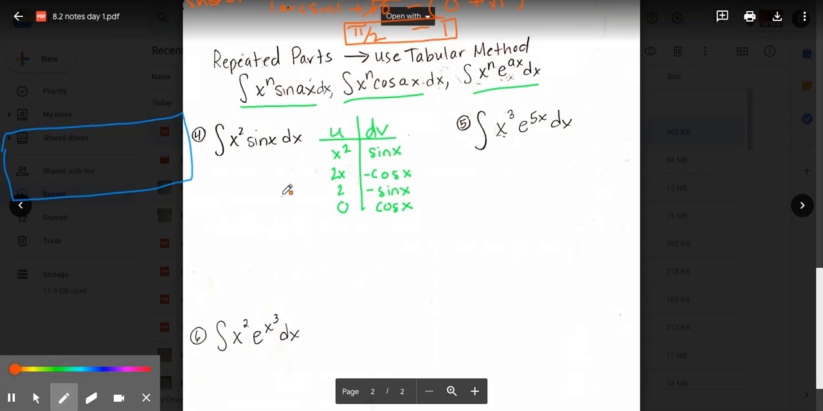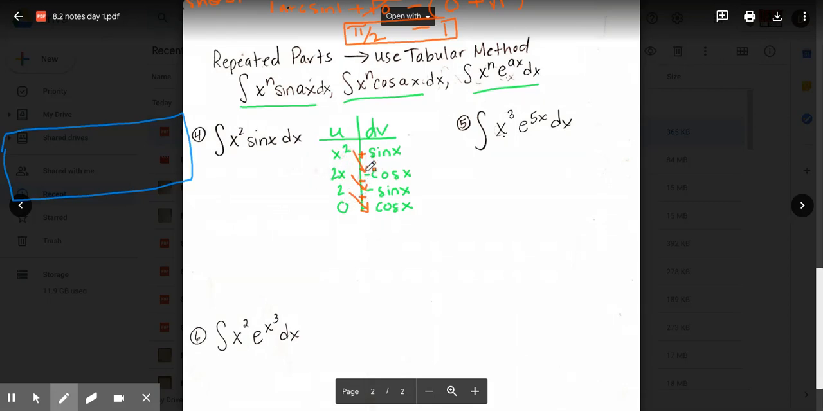Now, here's the new thing, right? We're going to multiply diagonally. And when I multiply the diagonals, I start with positive, then negative, then positive. That's the sign. So you have to incorporate those signs. So ready? Your answer is literally right here. You don't have to do anything else once you figure out this table.